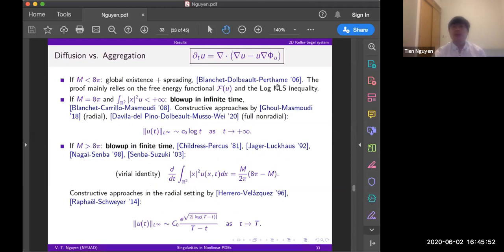This was proved by Blanchet, Dolbeault, and Perthame in 2006. And the main proof relies on the free energy functional and the sharp log Hardy-Littlewood-Sobolev inequality. The situation when m equals 8 pi is more complicated. But we do know that when the second moment is finite, the solution blows up in infinite time. It doesn't blow up in finite time, but blows up in infinite time. This result was proved by Blanchet, Carrillo, and Masmoudi. And some explicit examples were constructed by Davila, Nguyen, and Masmoudi for radial class solutions, and just recently by Davila, del Pino, Dolbeault, Musso, and Juncheng Wei for the full nonlinear radial case. So the two results give you the same blow-up rate. Of course, it is meant to be unstable.